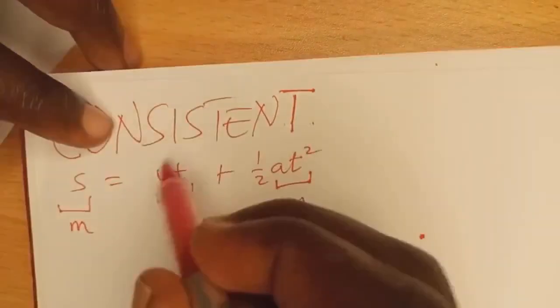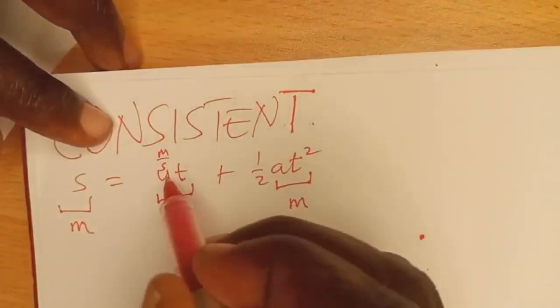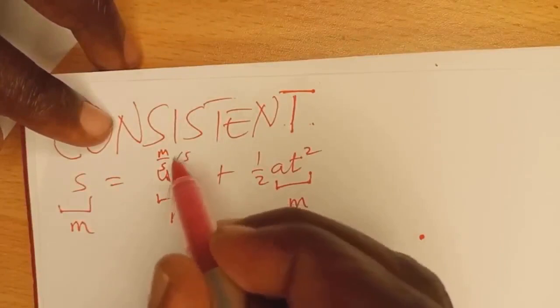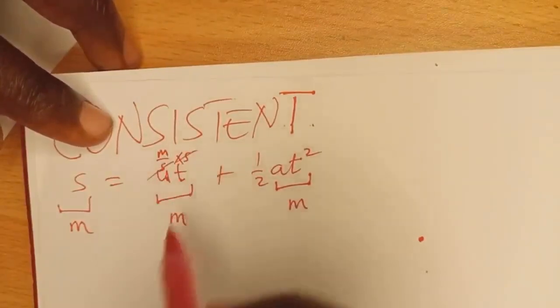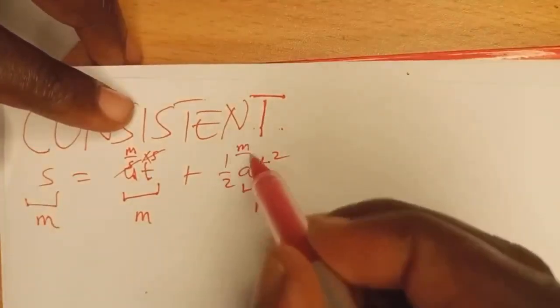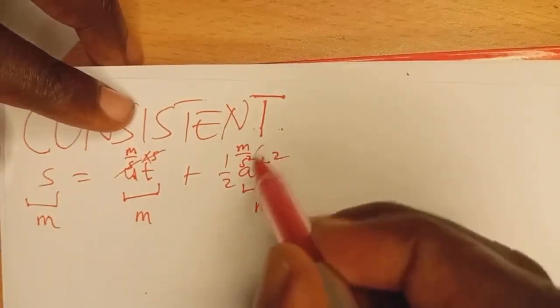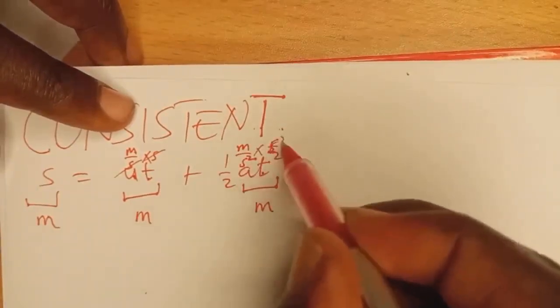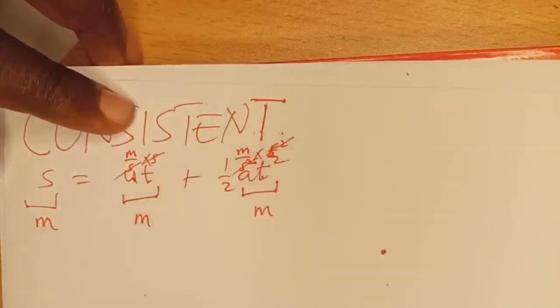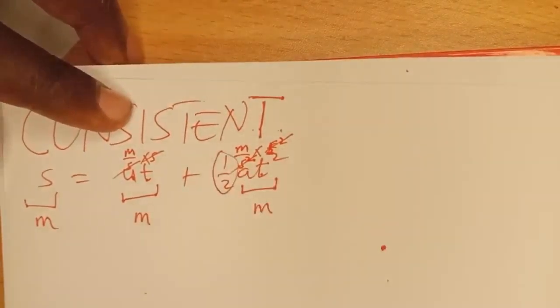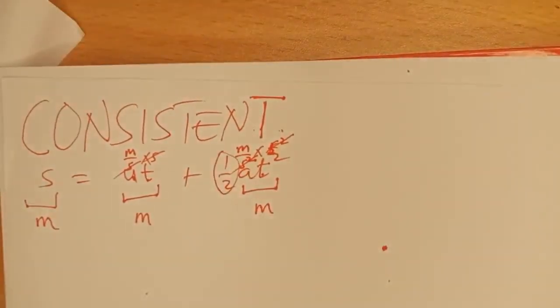Okay, so here meter per second for velocity, and then time, second. When I multiply this, second cancels second, and I have the meter. Here is meter per second squared, and I have time here. The time is squared, so I have second squared cancel second squared, and I have the meter. The half is a number, and a number has no dimension. So this is dimensionally consistent. Okay.